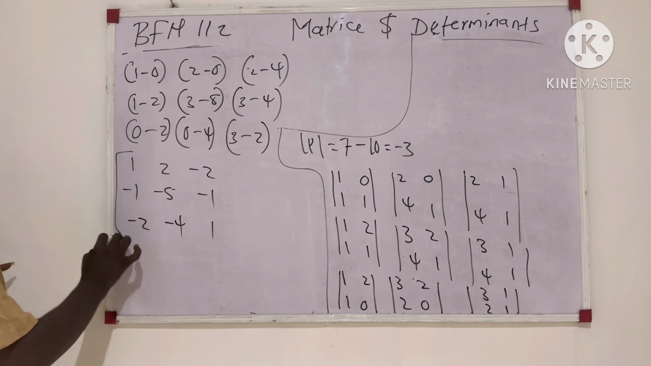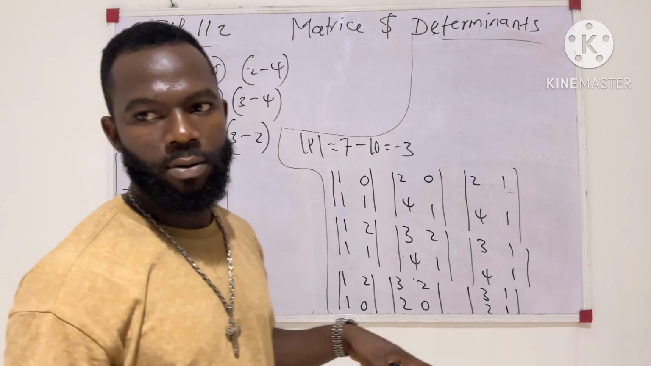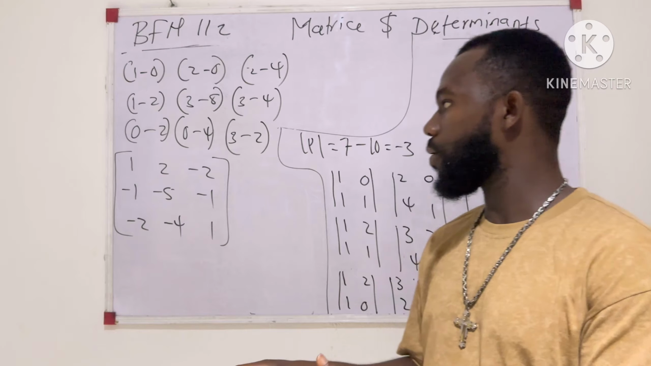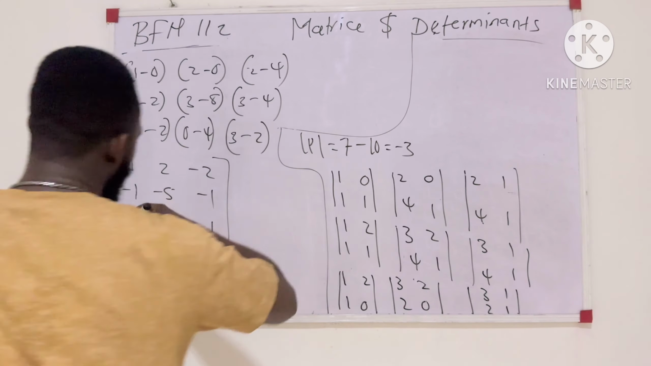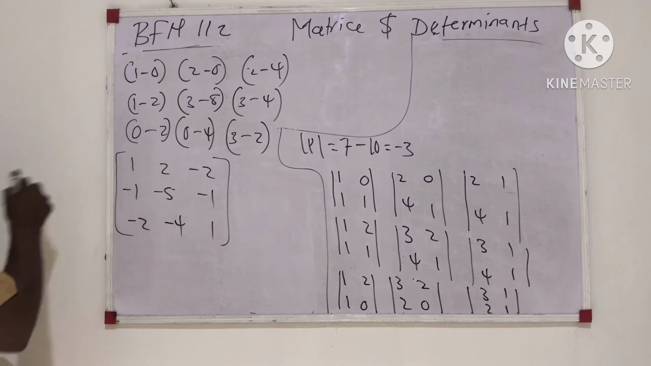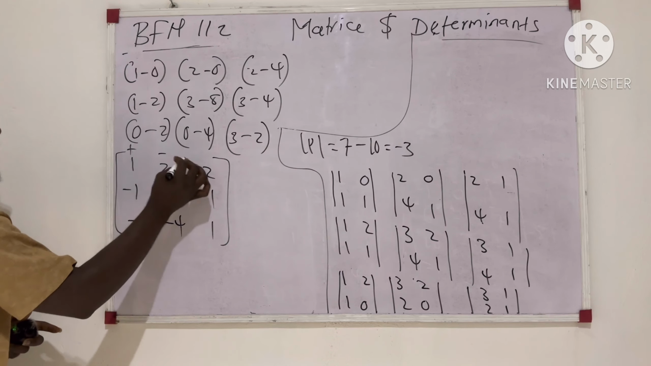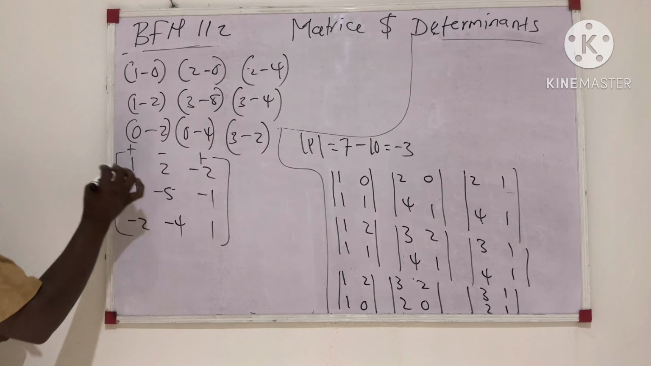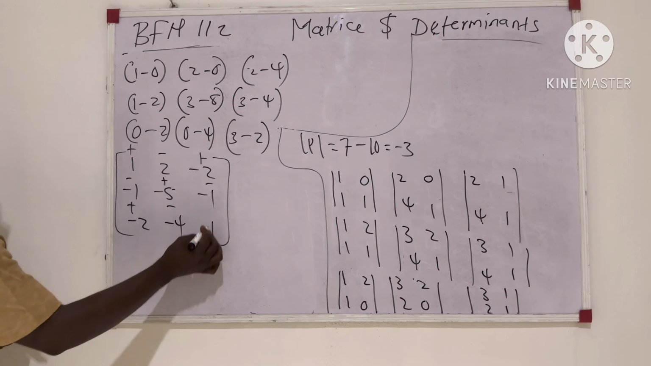Class, don't forget. Don't forget. This is not our cofactor. How do you get cofactor? You assign the signs. So each of the elements here. So let's assign the signs now. Here becomes minus. Here becomes plus, minus, plus. Here becomes minus, plus, minus. Here becomes plus, minus, plus.